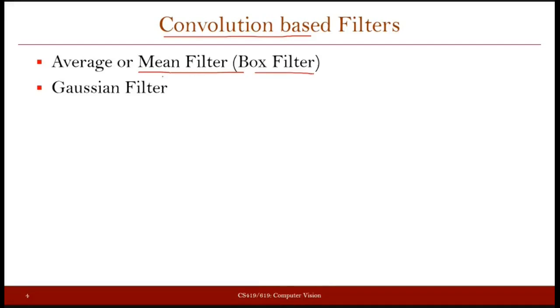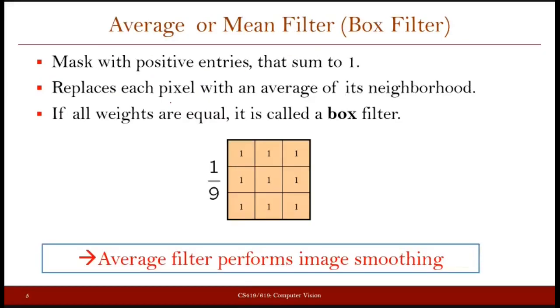We'll see why it is called mean filter or box filter. I think this mean is clear because whether you say average or mean, they are telling the same thing. But we'll see why we are calling them as box filter, and then next we'll see the Gaussian filter. So let us see the average or mean filter.